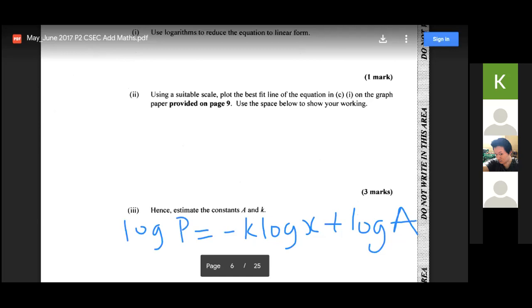Practice, just to practice, right? So we said this was y, log of p was y, log of x was x. They asked me to find the constants. So there's part 3, right? This part. They asked me to find the constants a and k. How would you do that? Can anybody tell me? We went through something similar to this. How would you find k and a?